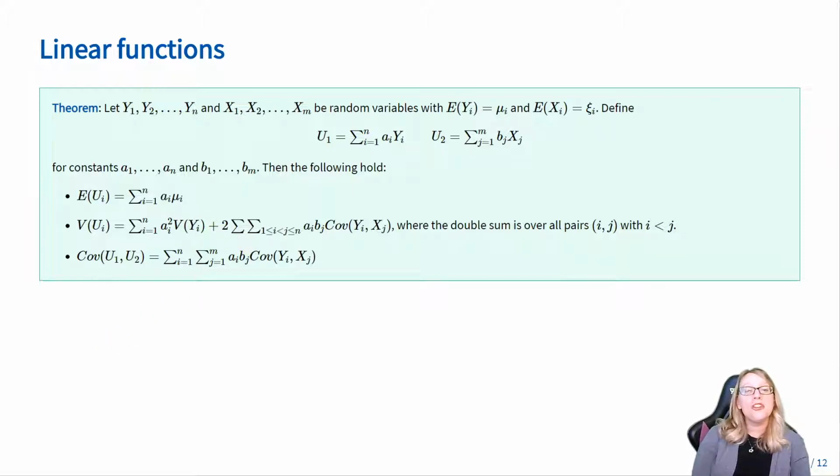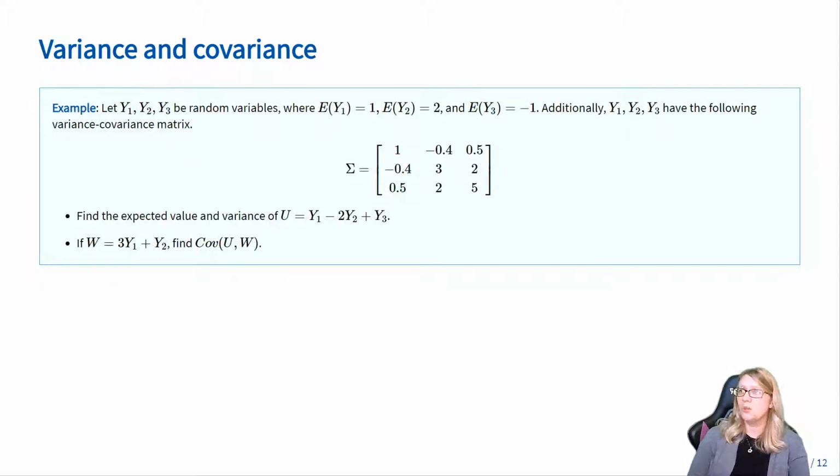To get the covariance between the u's, so between these linear functions themselves, we'll take the sum of the constants times the covariances. So let's put these formulas into practice to see how they actually work.